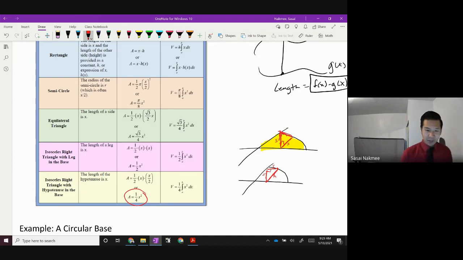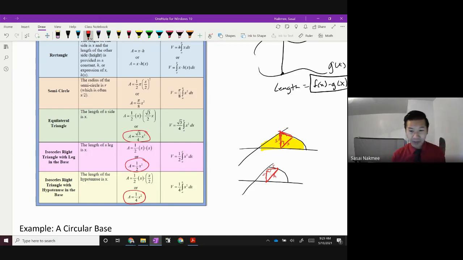There's a breakdown of that as well, because for the height of this thing, you could go that way, or you could calculate what the sides are and then do 1/2 base times height. But yeah, that's that one right there. So you could just memorize this if you know that it's an isosceles right triangle with the hypotenuse as the base, or an isosceles right triangle with the leg as the base. Those are your 2 equations right there. And of course, equilateral triangles.